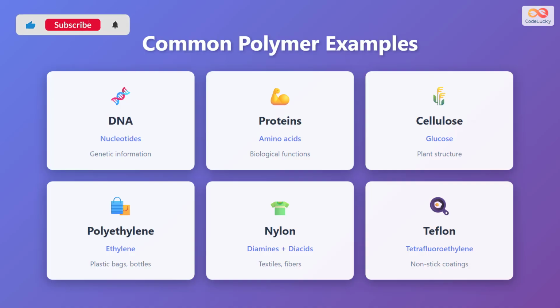Let's look at some common polymer examples to understand their diversity. Deoxyribonucleic acid is made of nucleotide monomers and carries genetic information. Proteins consist of amino acid monomers and perform countless biological functions. Cellulose is composed of glucose monomers and provides structural support in plants. Polyethylene uses ethylene monomers and is found in plastic bags and bottles. Nylon is formed from diamines and diacids and is used in textiles and fibers. Teflon is made from tetrafluoroethylene monomers and creates nonstick coatings. Each polymer has unique properties based on its monomer structure.